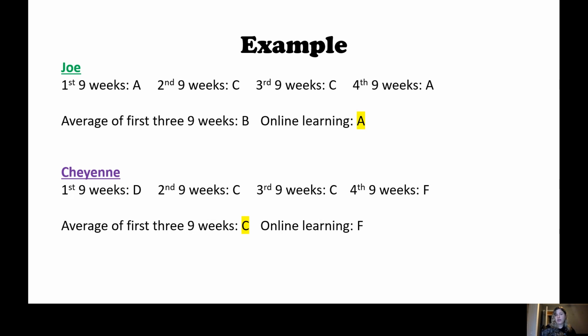Then I take an average of her first 9 weeks. DCC averages out to a C. So I'm going to give her the higher grade because it's not really fair to give her an F if she didn't have the tools to access that to get a better grade. So you will have the higher of one of those two grades, either the average of your first 9 weeks or what you earned online, whichever one gets you more points in your GPA.